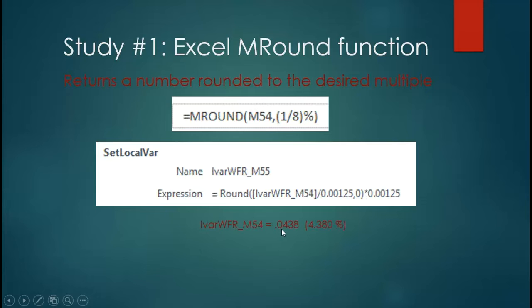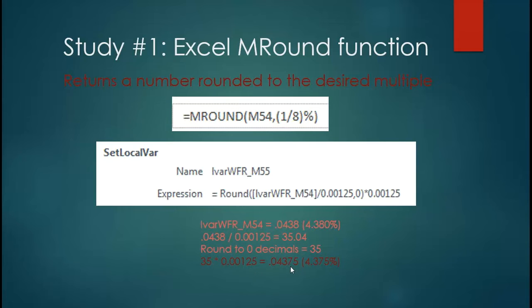So we started with 0.0438 in LVAR M54. Our first calculation gave us 35.04, but then since we were rounding, we ended up with 35, and multiply it back out times the 0.1% again, and we get the 0.04375. So we matched our Excel spreadsheet, which is exactly what we were trying to do.